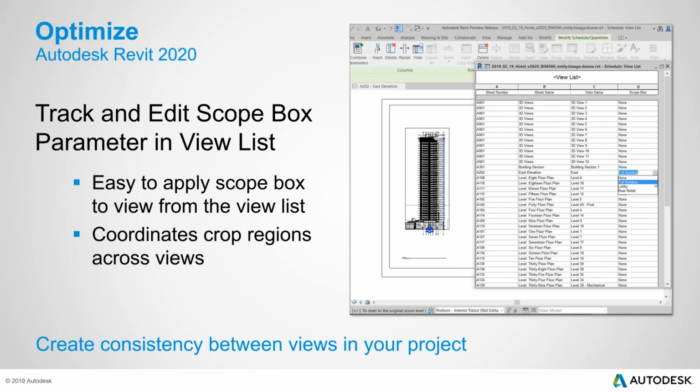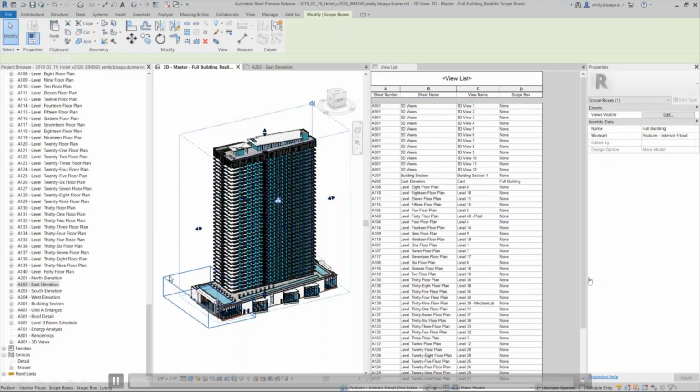So you don't have to go to that view and set it, but you can just directly do it from your view list schedule and change that. And you see, it makes it really very simple for me to control my scope box directly from the view list over here. Now, other things are like the legends that we add onto the sheet can be copied. So you can copy a legend from one sheet to another.